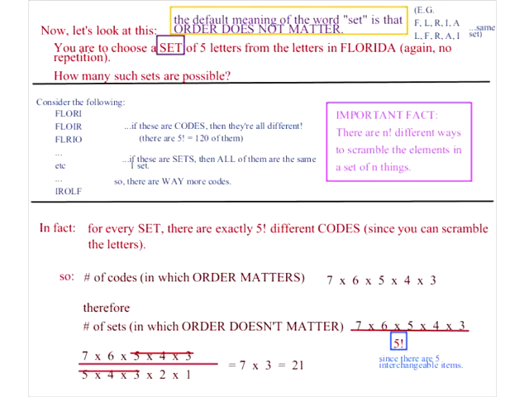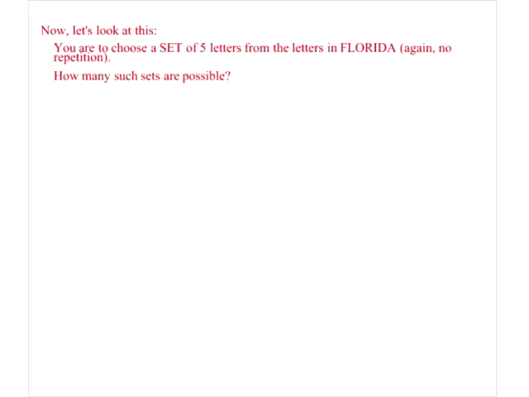let me do some cut and paste. You are now to choose a set of, rather than just 5 consonants, 3 consonants and 2 vowels. Set of 3 consonants and 2 vowels. And again, no repetition. How many such sets are possible?